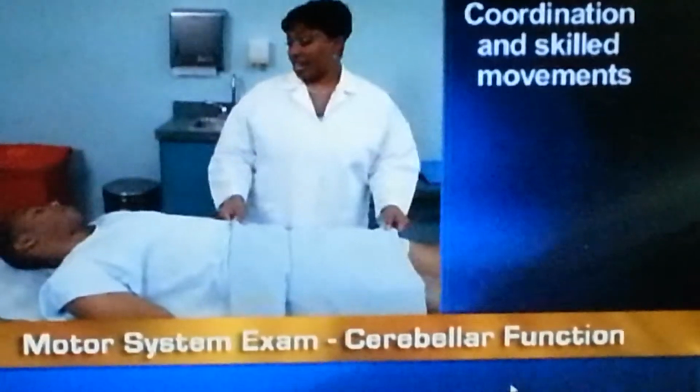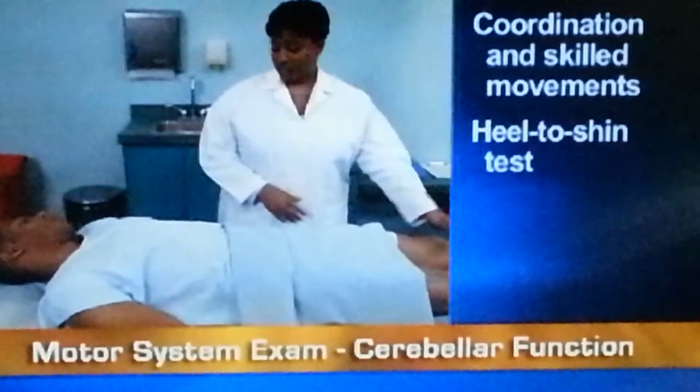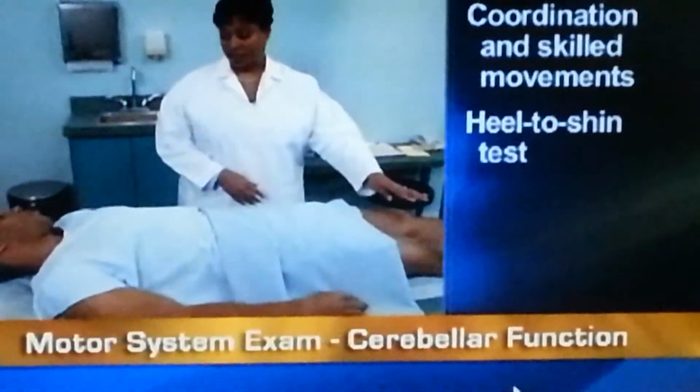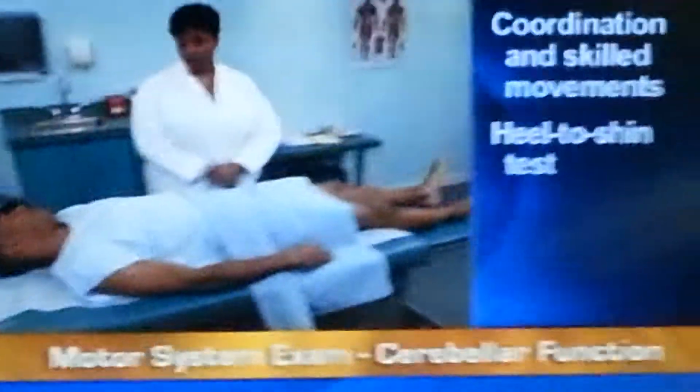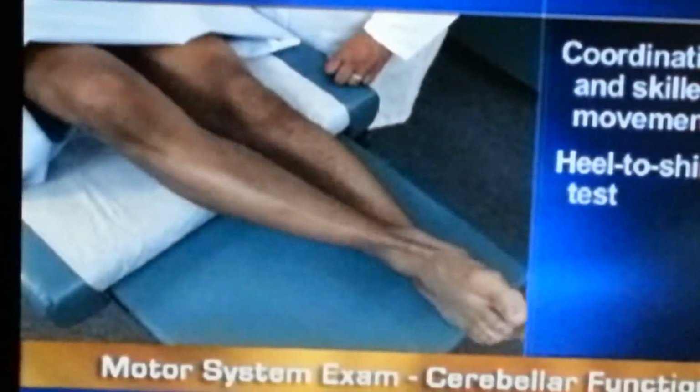With the person supine, do the heel to shin test. To do this, ask him to place his heel on the opposite knee and move it down the shin from the knee to the ankle. Excellent. And do the same thing with your right. Normally, he can move his heel in a straight line down the shin. Good.